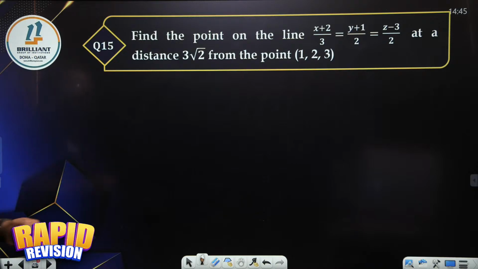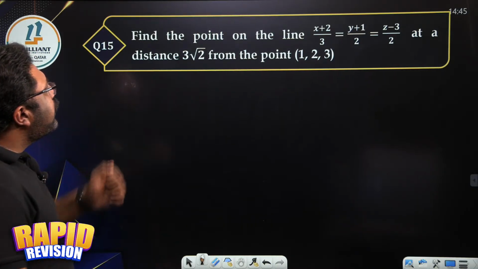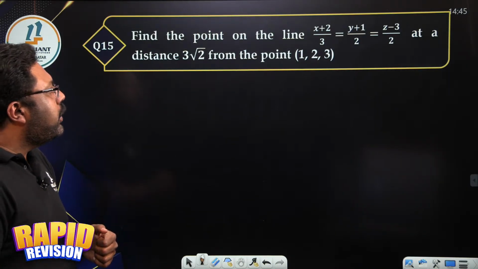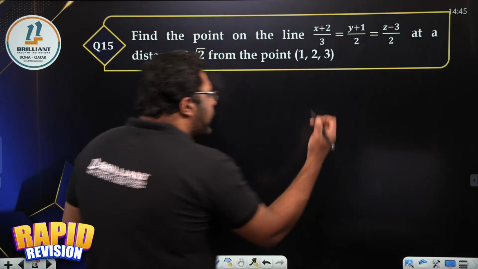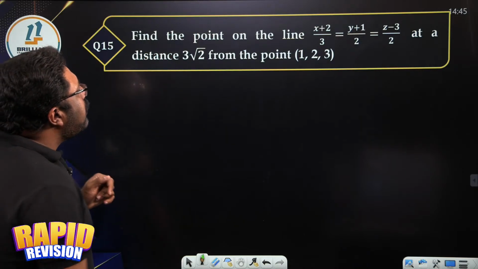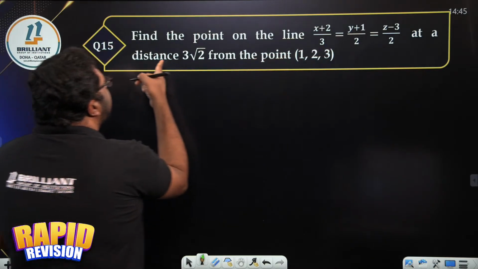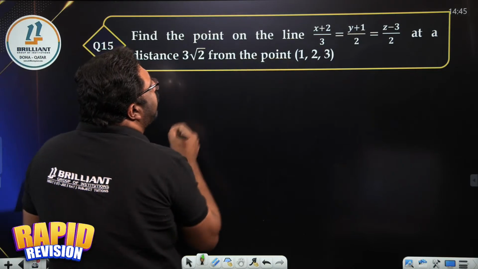Find the point on the line which is at a distance of 3 root 2 from the point (1, 2, 3). A very good question for 2 marks. Find the point on this line which is at a distance of 3 root 2 from the point.